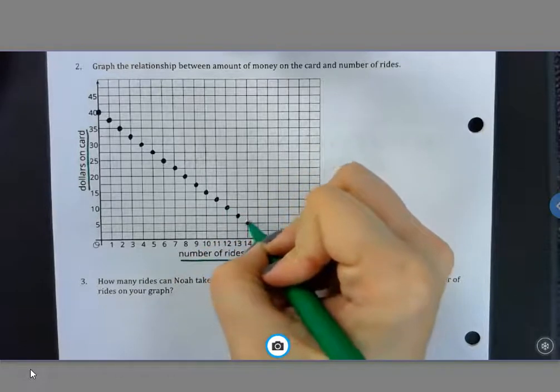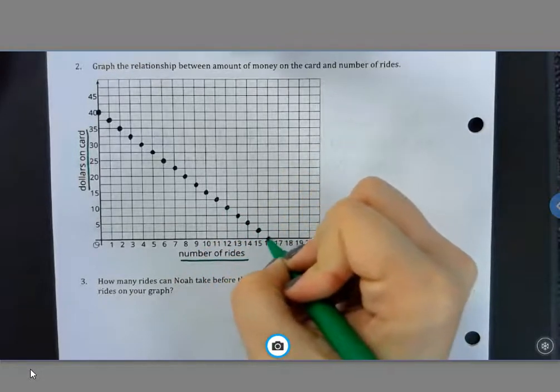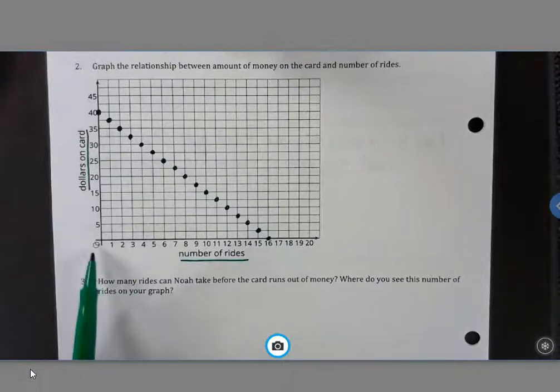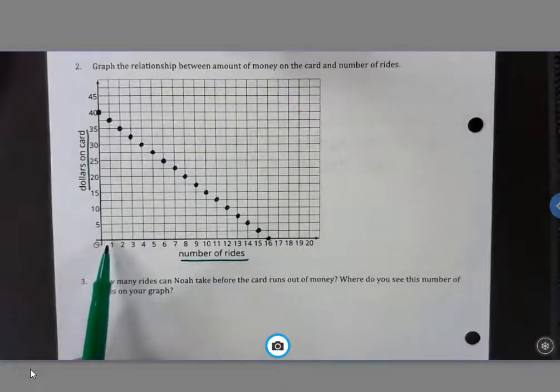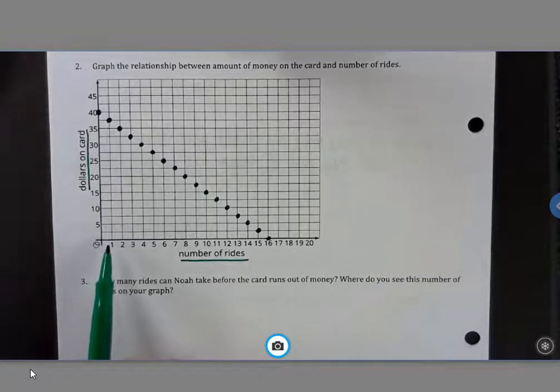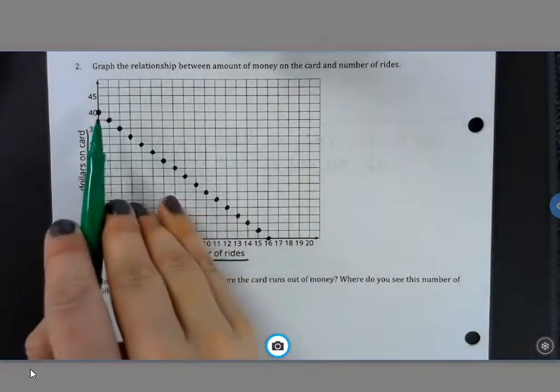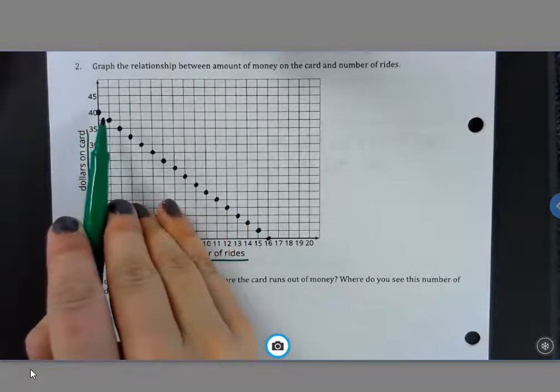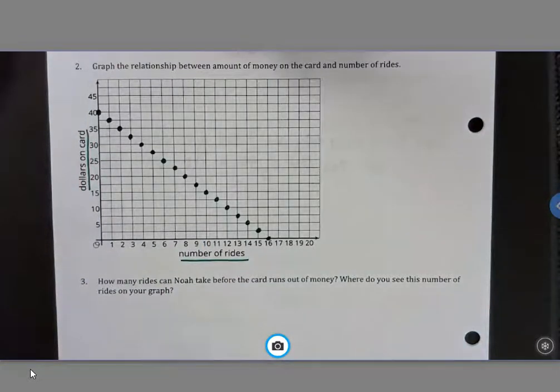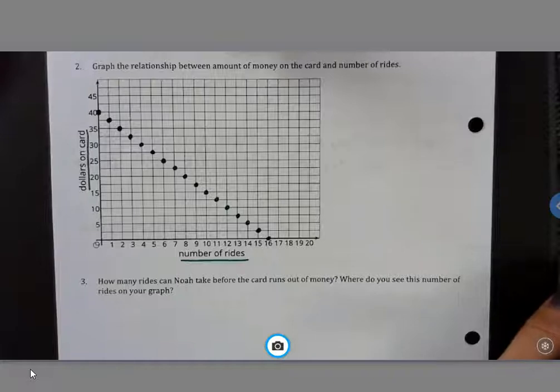Now guys, we have to decide whether or not we should connect these. So we have to look at the x-axis. Is it possible for us to take half of a ride and only pay $1.25? No, that's not an option. So we would not connect these because we can't have half of a ride. We can't have 2.5 rides. We can't have 4.5 rides. We have to make the entire ride.